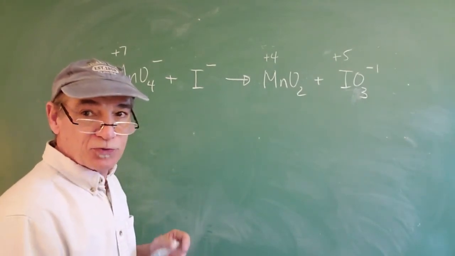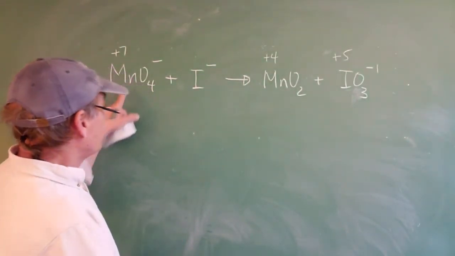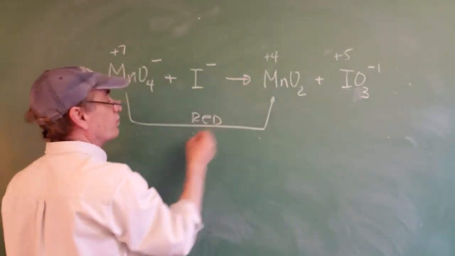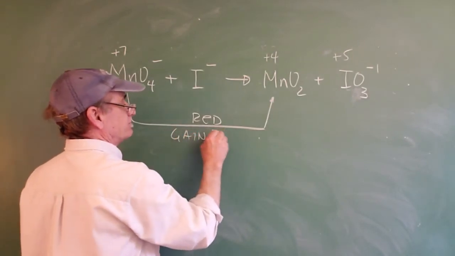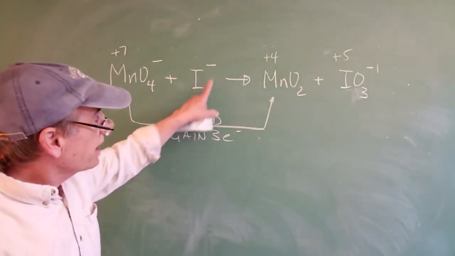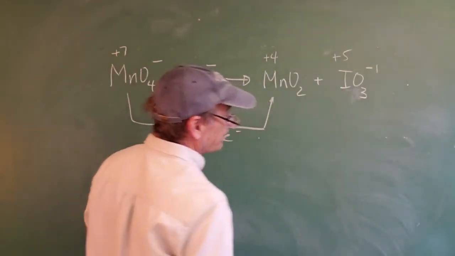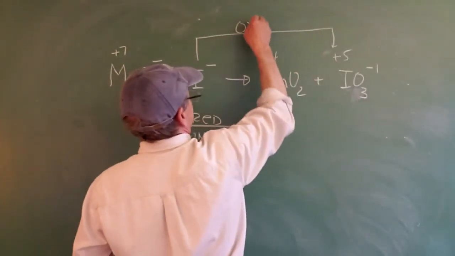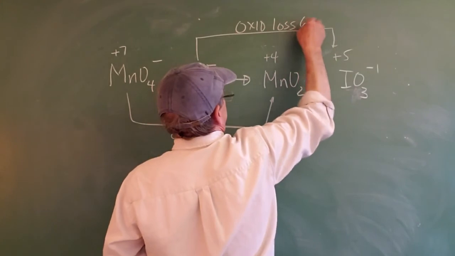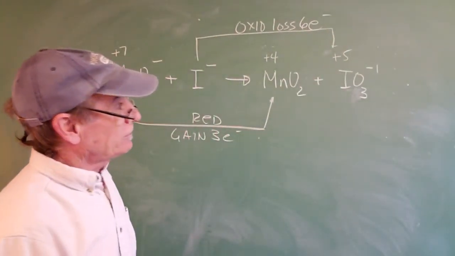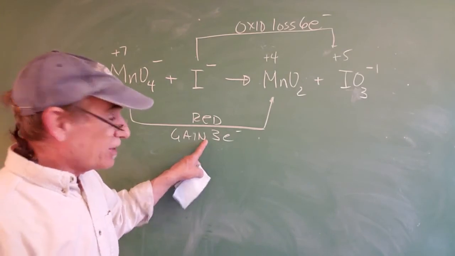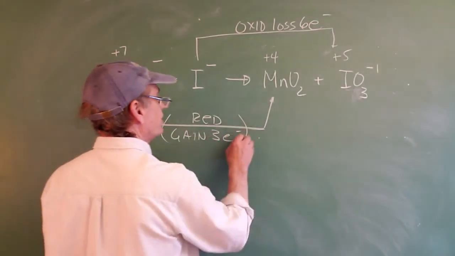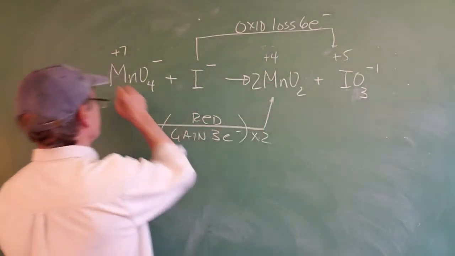Well, let's find out how many electrons were lost or gained. Apparently the manganese is our reduction. It went from a +7 state down to a +4, so that's a gain of 3 electrons. The iodide went from -1 to +5. That means it actually lost 6 electrons. So there's our oxidation, a loss of 6. It looks as if we're going to have to double our reduction half reaction in order to balance this out. So again, not too tricky on the arithmetic. Let's go ahead and double it. That means doubling the MnO2 and doubling the MnO4.